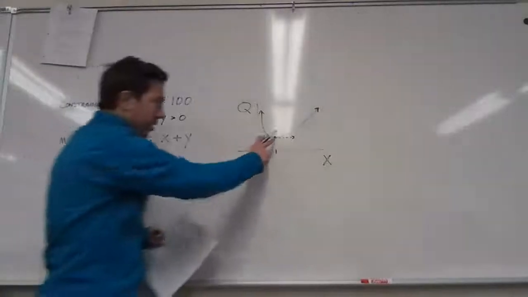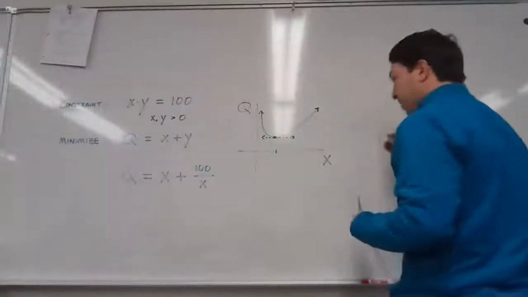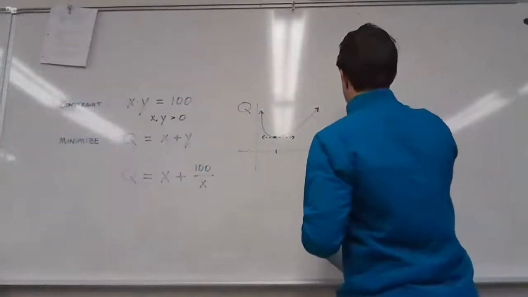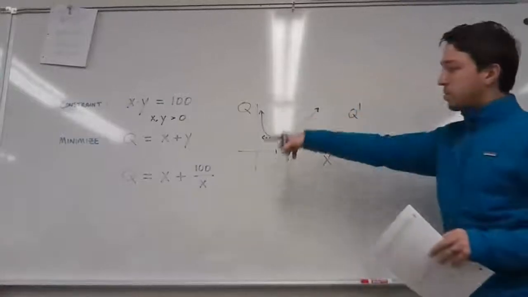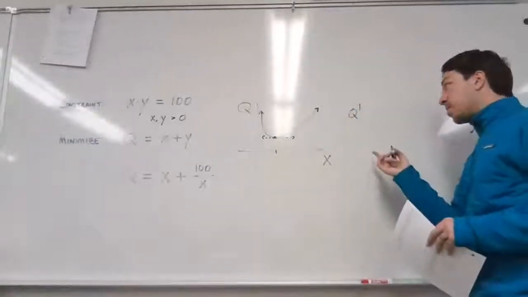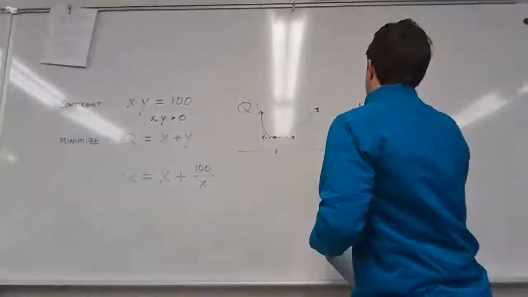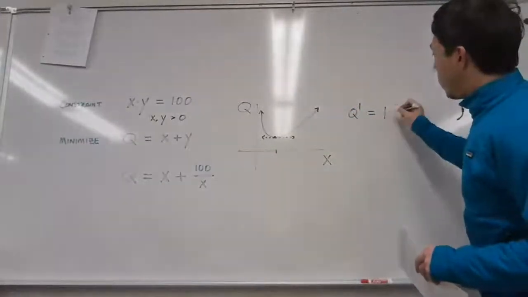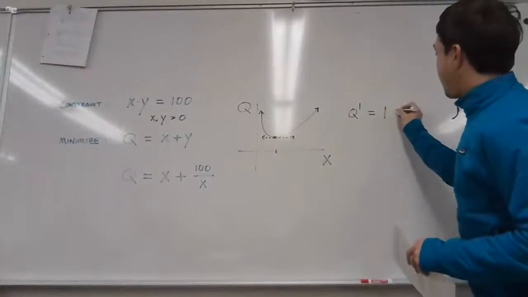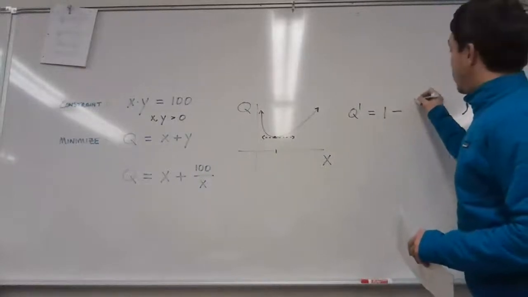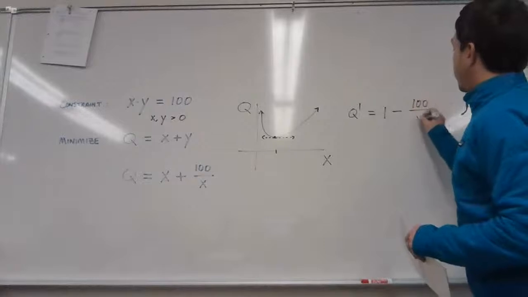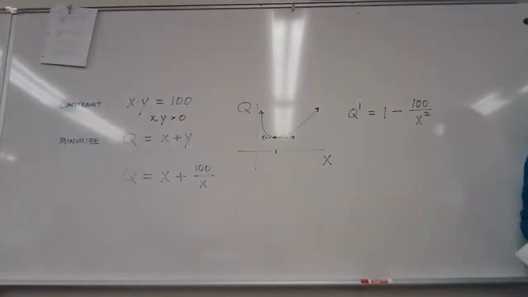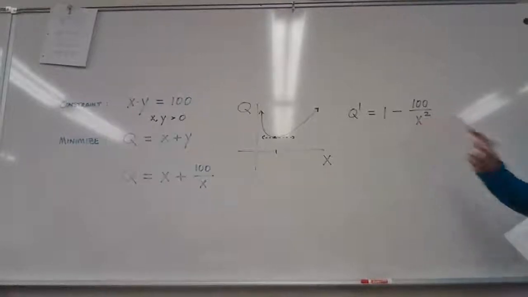Okay, now how do I find that point? Well, the procedure is pretty straightforward. I'm going to take the derivative of q with respect to x, so x is my variable. All right, what's the derivative of that? 1 minus 100 over x squared. Are we okay with that? Cool with that? Okay, so that describes the derivative.